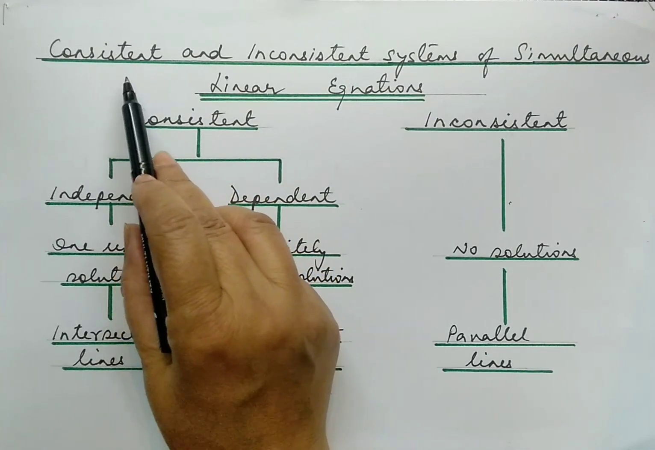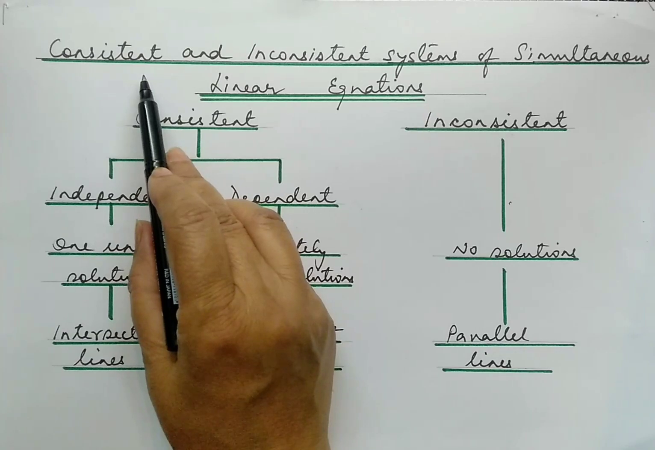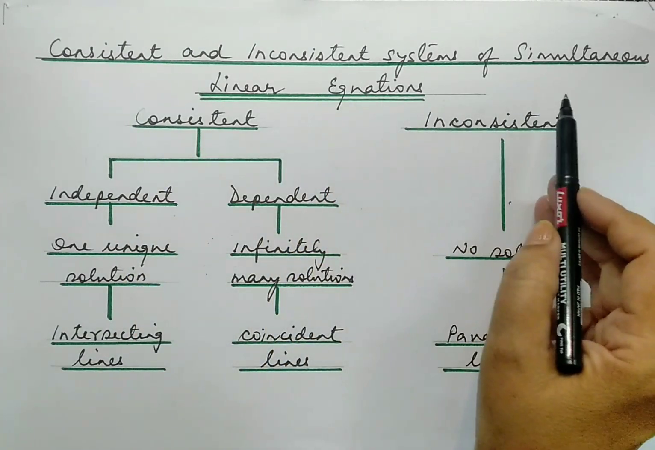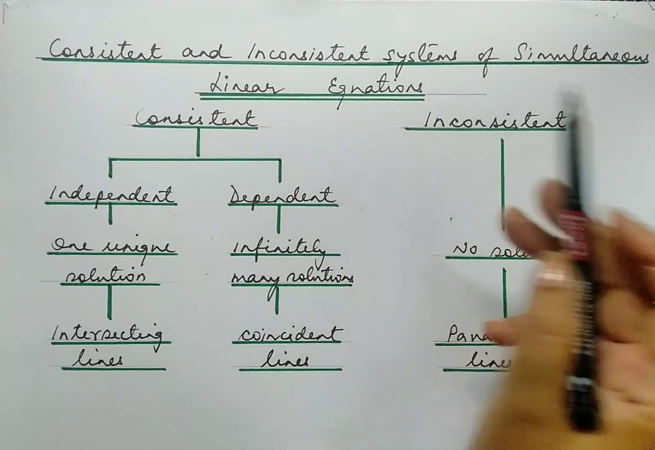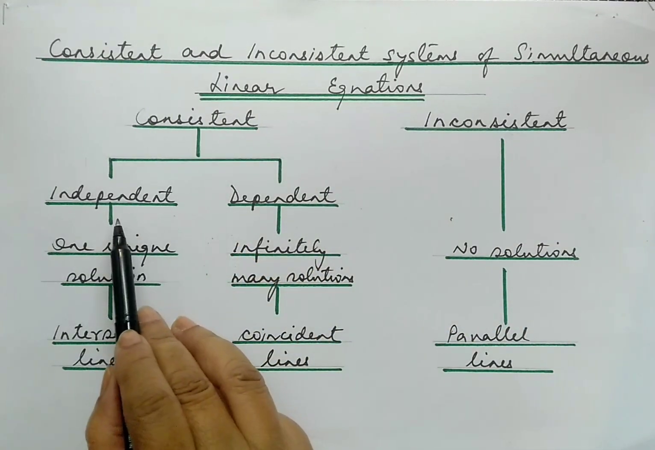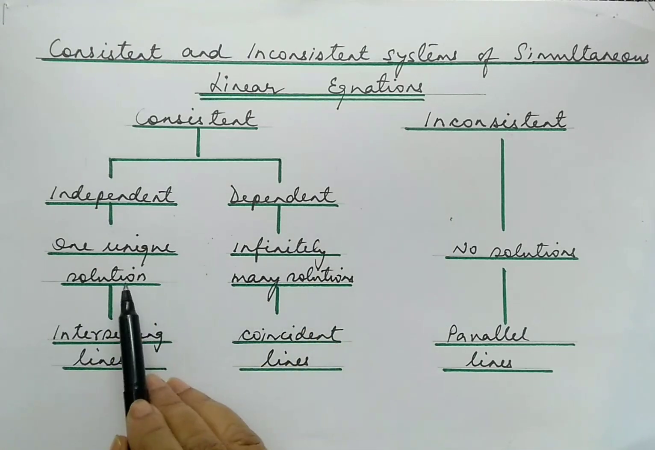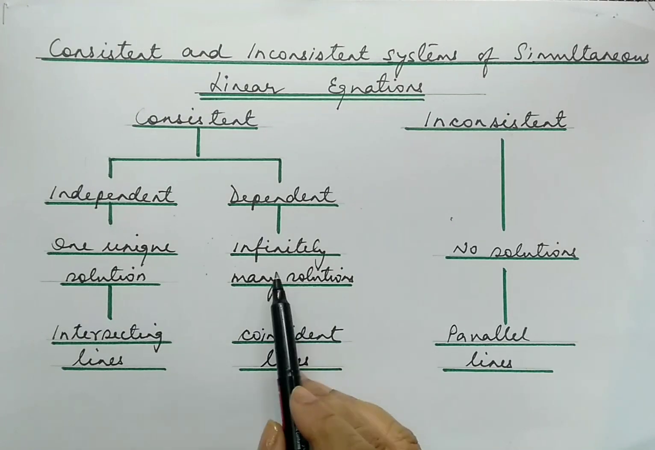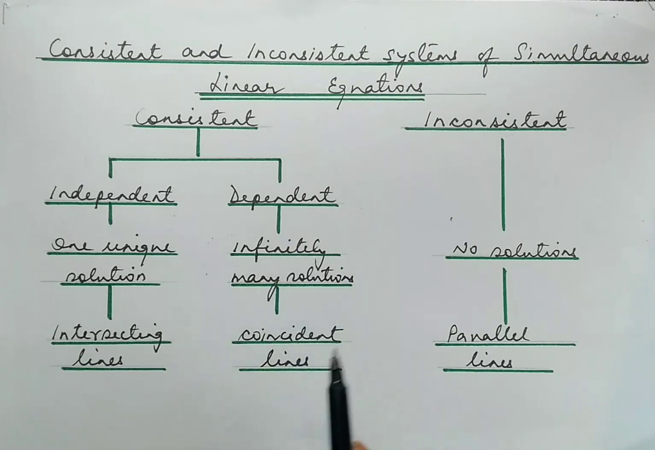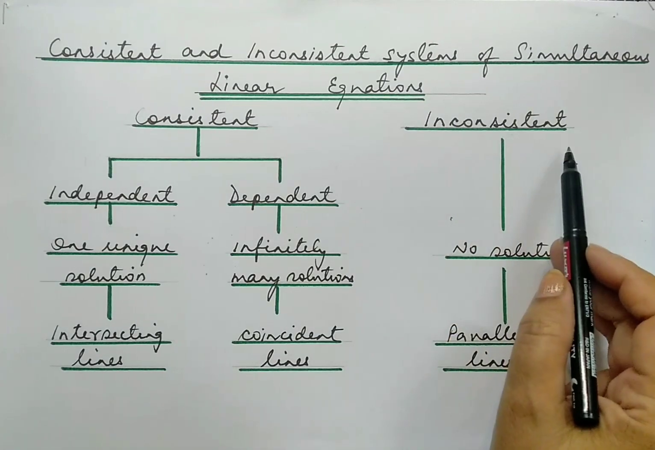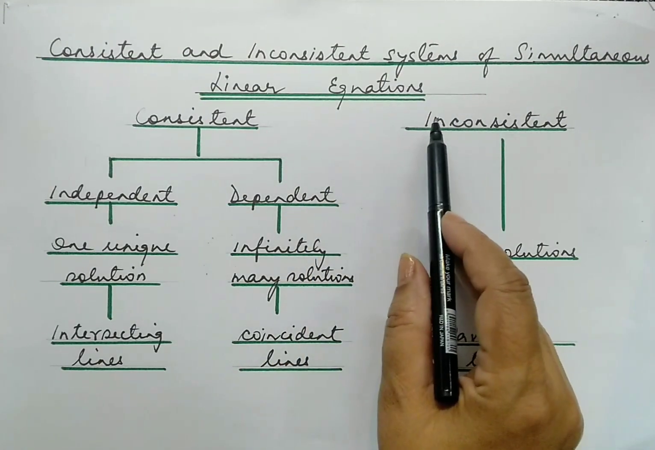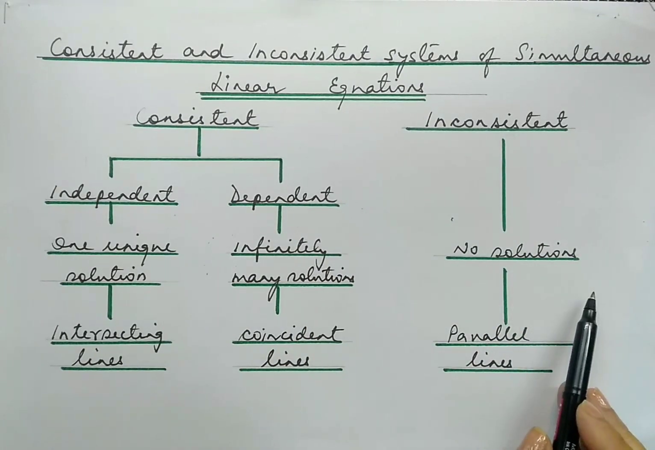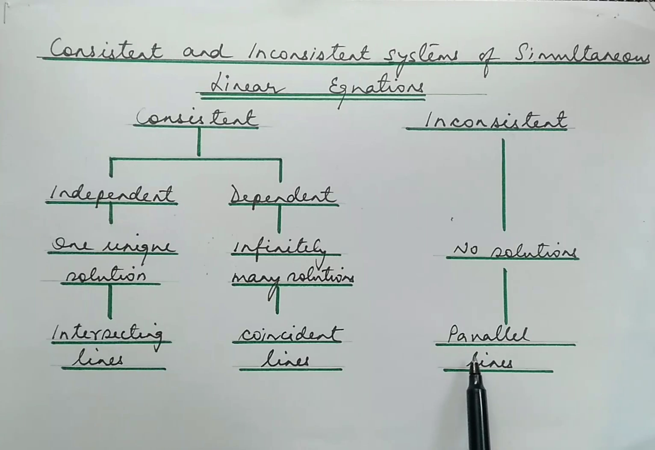So now it makes better sense, because what is consistency or inconsistency in terms of simultaneous linear equations? Consistent can be independent as well as dependent. This will have a unique solution, and this will be an intersecting line system, right? Infinitely many solutions for dependent, and the lines will be coincident. Here an inconsistent system of simultaneous equations will produce no solution, no x and y so far, and it will have graphically parallel lines.